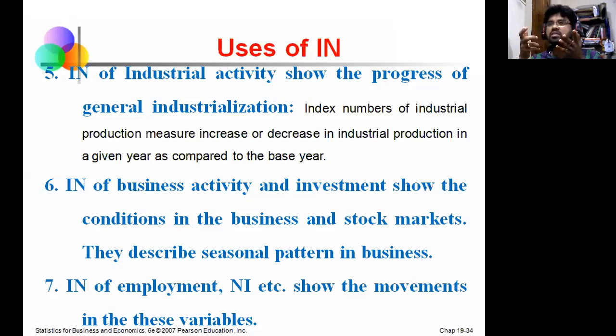Is there any progress? So the index of industrial production measures the increase or decrease in industrial production in a given year as compared to the base year. Generally we will take a base year, as I told you when we are estimating index numbers. For example, if the base year is 2010, and you estimate the index number for industries in 2020, generally the base year is equal to 100. So if the index number value is 124, then 124 minus 100 is 24%. So you can conclude that there is a 24% progress in industrial production.